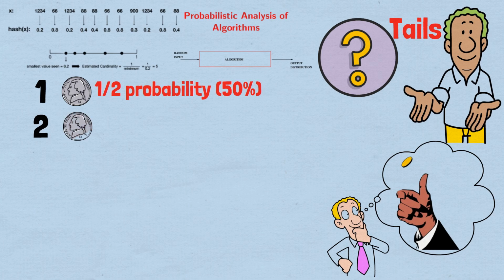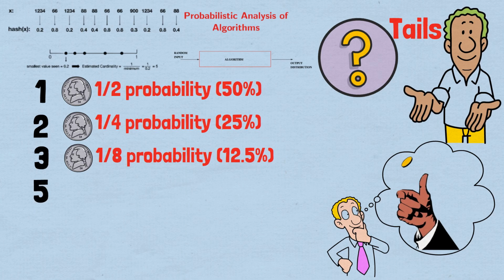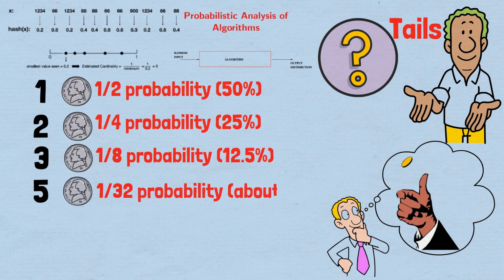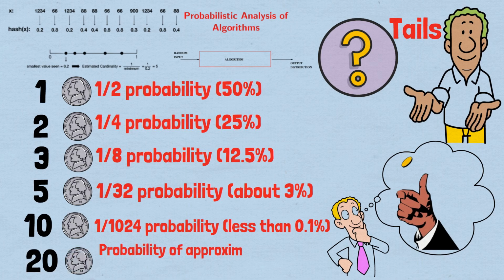Getting two heads in a row has a 1/4 probability, 25%. Getting three heads in a row has a 1/8 probability, 12.5%. Getting five heads in a row has a 1/32nd probability, about 3%. Getting 10 heads in a row has a 1/1024th probability, less than 0.1%. 20 heads in a row has a probability of approximately 1 in a million.